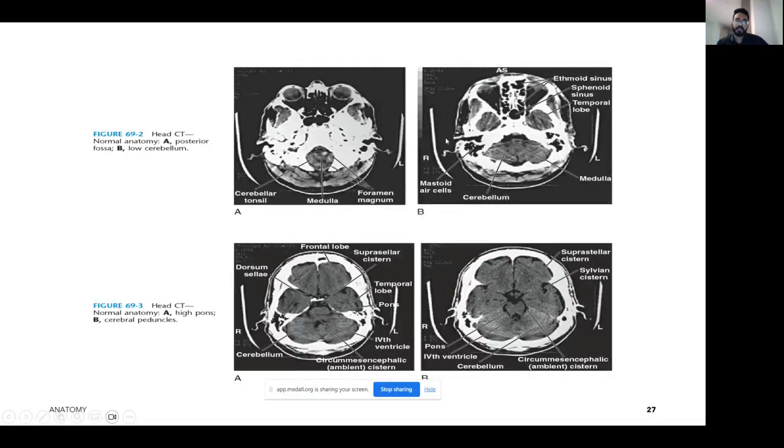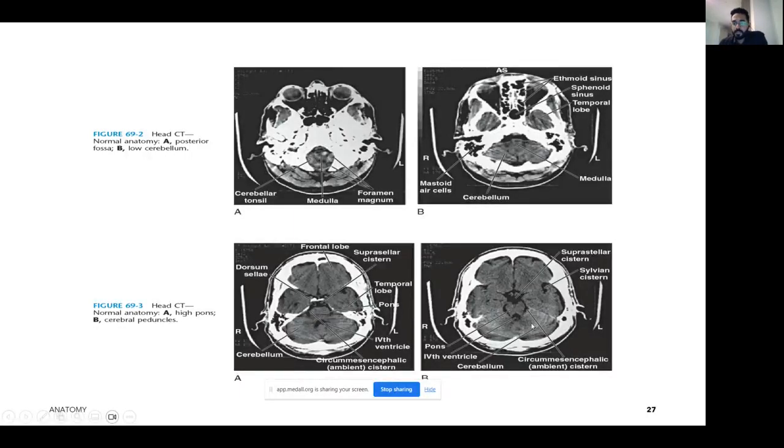And when you go to the next level, that is the low cerebellum level, we can start seeing the cerebellum. Most importantly, we can see a bit of the temporal lobe on each side. We start seeing the mastoid air cells. We start seeing the sinuses, the sphenoid sinus and the ethmoid sinuses as well. Next section that we go up another level is the high pons level. Now important structures are starting to show up. One is suprasellar cistern and the circummesencephalic cistern that is around the pons, or the ambient cistern. Now, these two cisterns, keep in mind, we'll come back to them later. They are very important. And we start to see a bit of frontal lobe at the fourth ventricle as well.